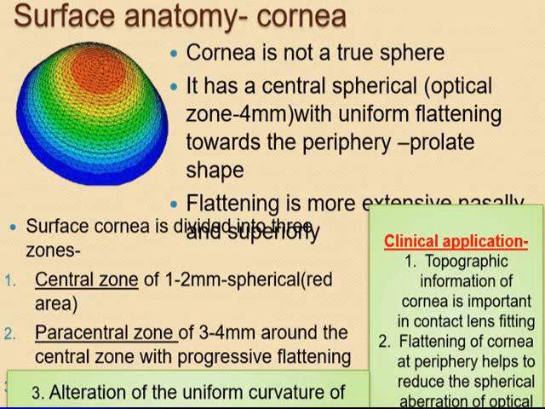So the cornea is not spherical in shape. Most of you think that the cornea is spherical. Actually, it is prolate in shape, steeper in the center and getting flatter as you go toward the periphery.